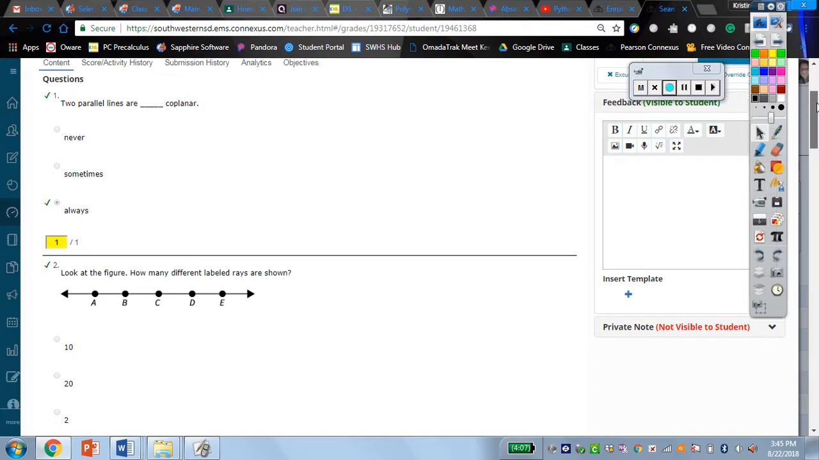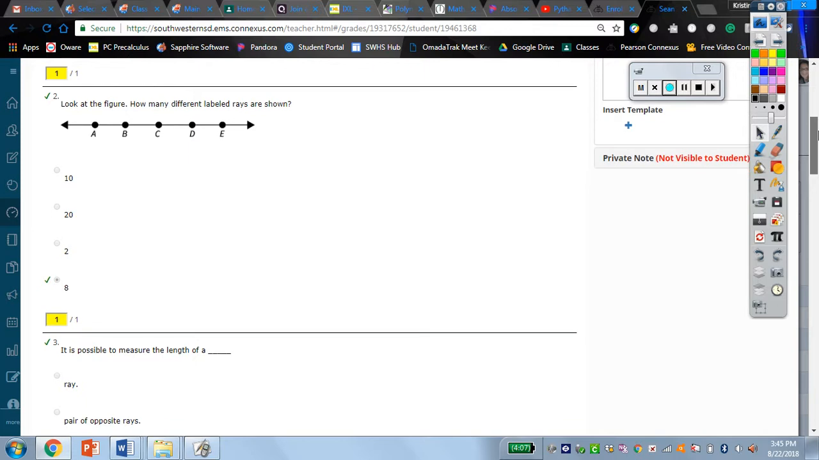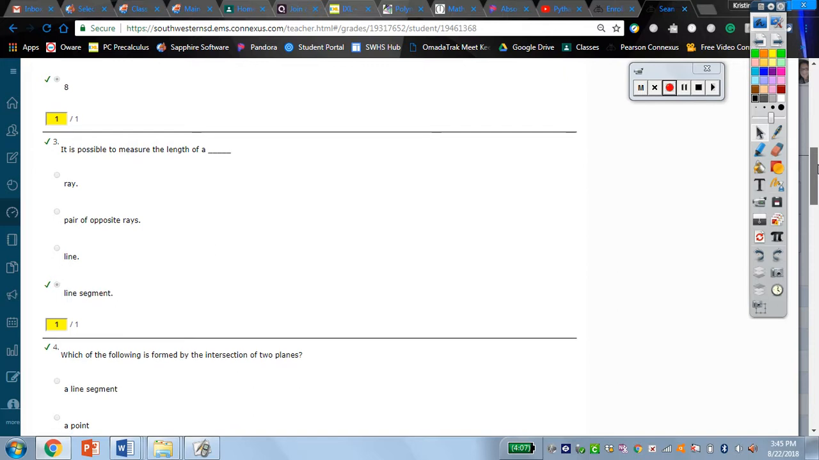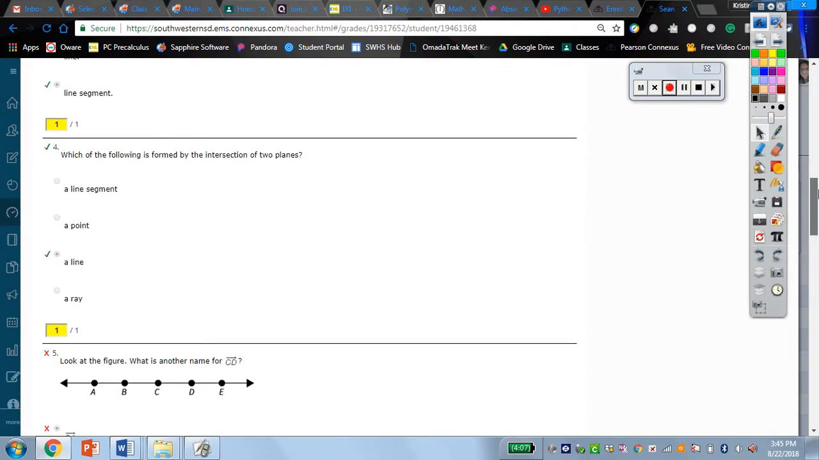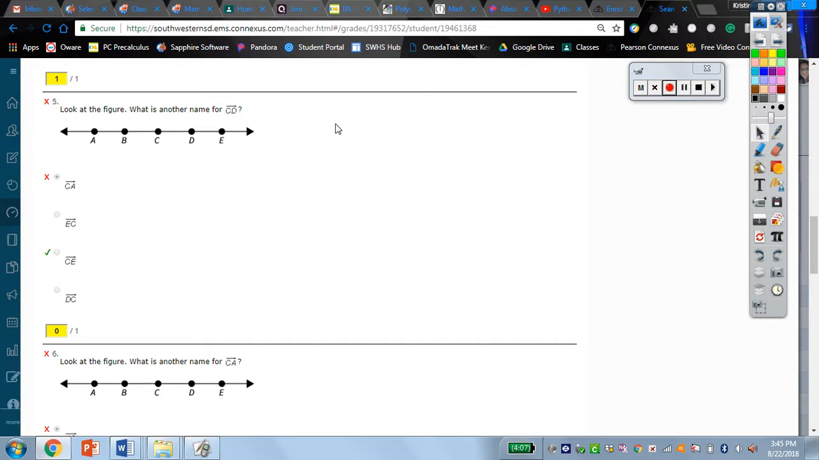Two parallel lines are always coplanar. How many different rays are shown? You did not get that right. There were 8. It is possible to measure the length of a line segment. That was correct. Which is formed by the intersection of two planes? That is a line. Now, where you seem to have issues are rays.